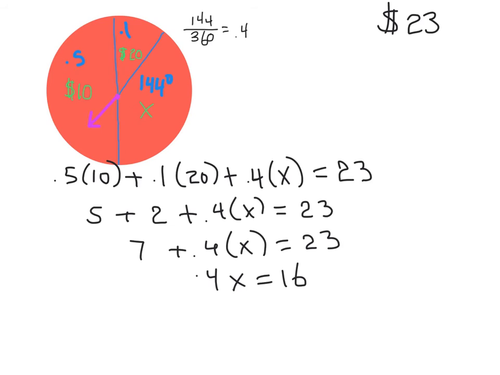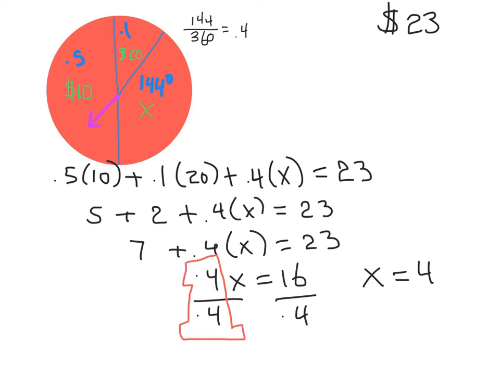Okay, so hopefully you're able to follow along with that. And now how do we get rid of that 0.4? Well, we divide by 0.4. Remember, I don't know if you remember this from last year, our giant 1, right? 0.4 over 0.4 is 1. 1x is equal to, well, divide by 0.4. You have to balance the equation. And you end up with x is equal to 40.